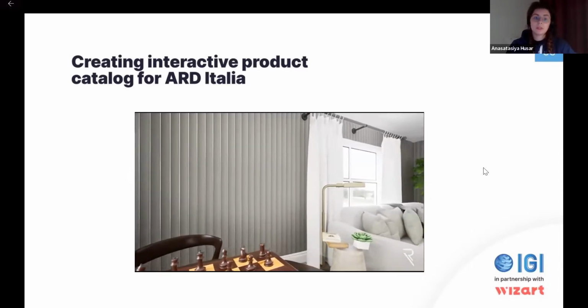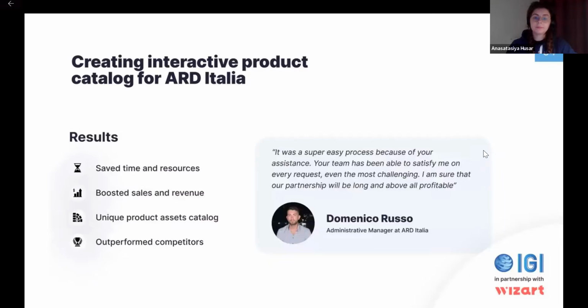Zina, could you please move to the next slide? So let's have a look at the business implications they actually shared with us. First thing they mentioned is that they saved their time and resources. They sent us the original data they had. They didn't have to prepare anything specifically for us. They just explained to us how this product is supposed to look, and our team took care of everything.